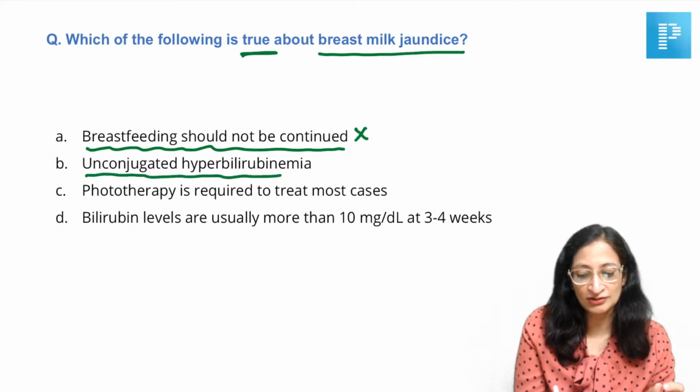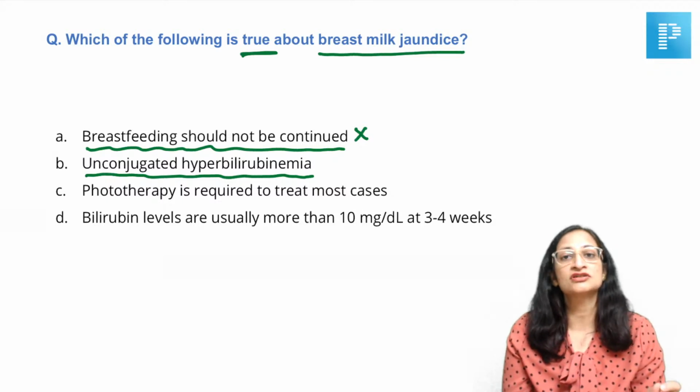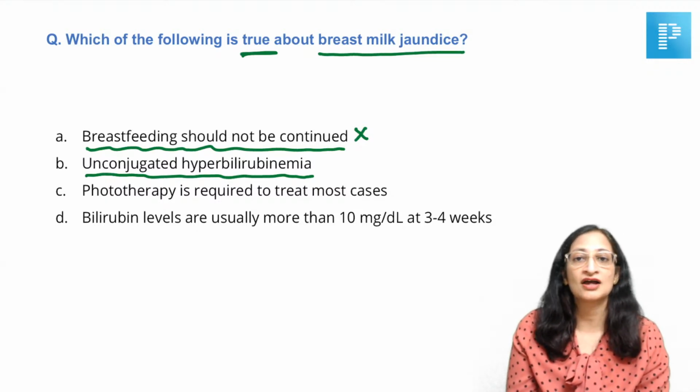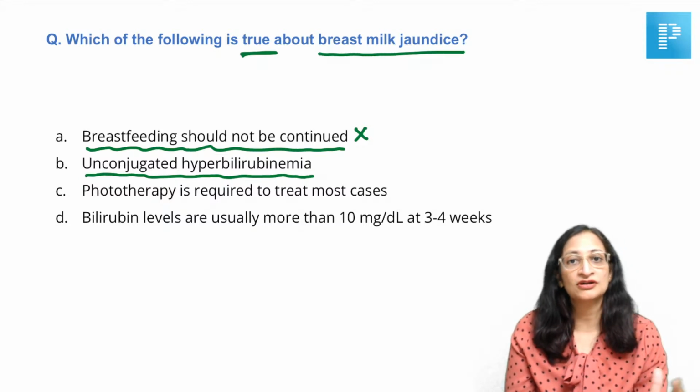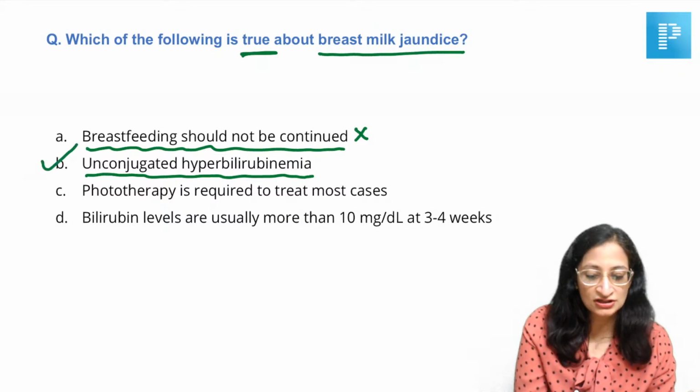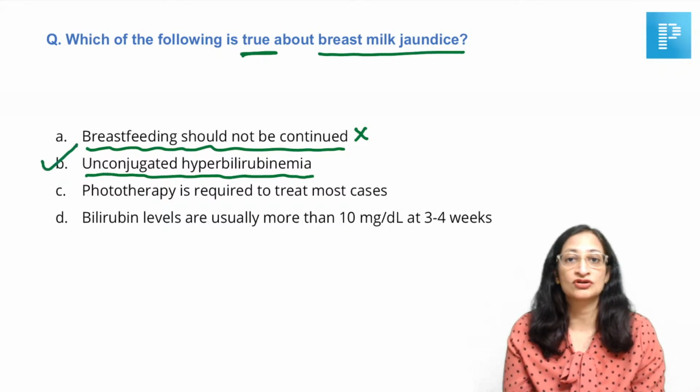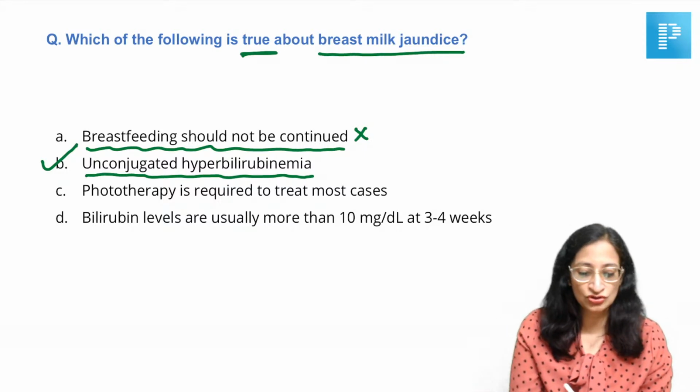Unconjugated hyperbilirubinemia. Yes, we know breast milk jaundice is one of the causes of unconjugated hyperbilirubinemia, right? So bilirubin is either not getting conjugated properly or getting deconjugated. So this is correct. This is true about breast milk jaundice. But read through the other options also.